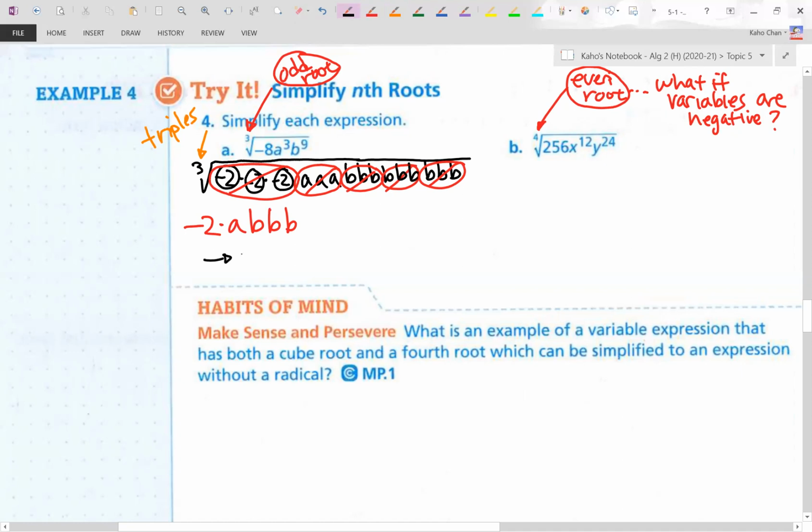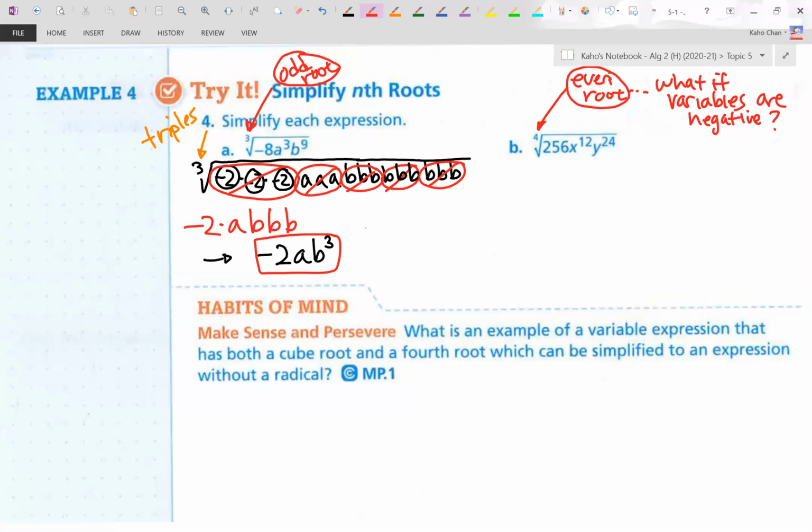-2 times A times B, B, B. And that simplifies to -2AB to the third power. Yay. That's one way of looking at it. And there's actually another way to do this problem. I have to show you this, and I apologize.